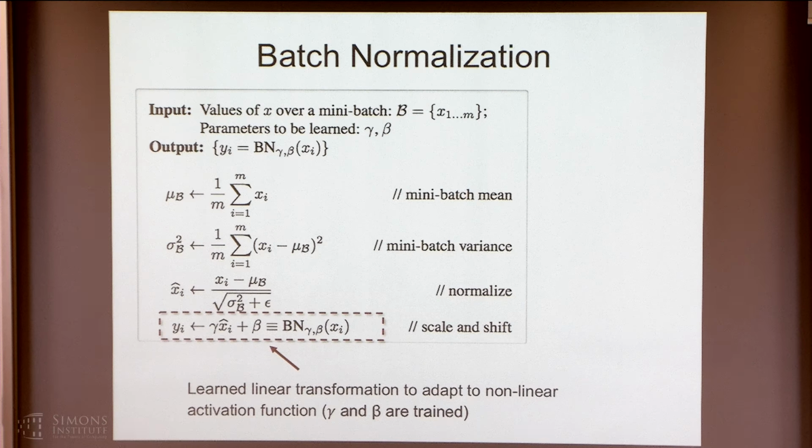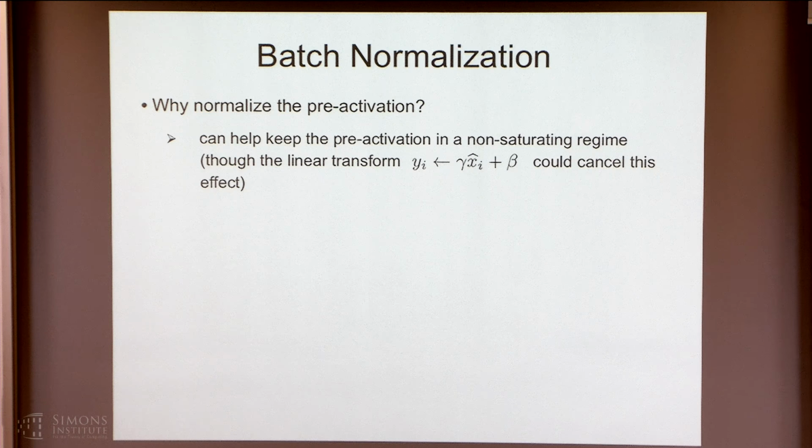How big are these batches generally? Typically 256, 128, 512, so they go in powers of 2. A lot of it depends on your GPU, how much you can push on the GPU to make the computations go faster. But it's a very interesting idea: how do you normalize the hidden variables so you don't hit these problems of saturated gradients? In principle, you can keep the pre-activations in a non-saturated regime, but the linear transformation could, in practice, undo that if it wants to, because you're doing gradient descent with respect to the parameters gamma and beta.